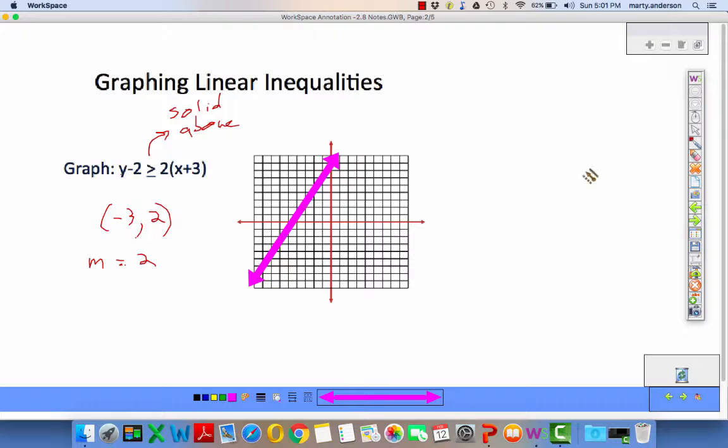Beauty. That's a little thicker than we probably need, but it gets the job done, doesn't it? And then it says shade above. Again, where do the Y's get bigger? The Y's are going to get bigger up here, so we're going to be above it. We're going to kind of be the upper left portion of it.